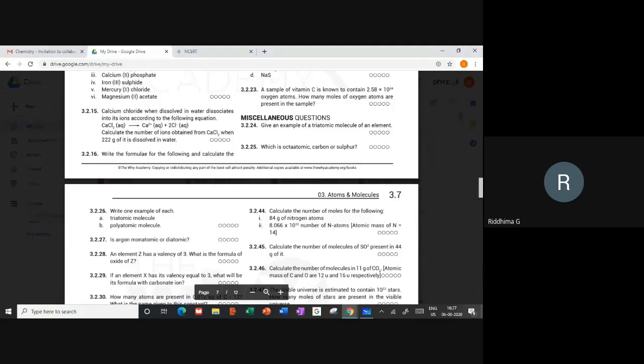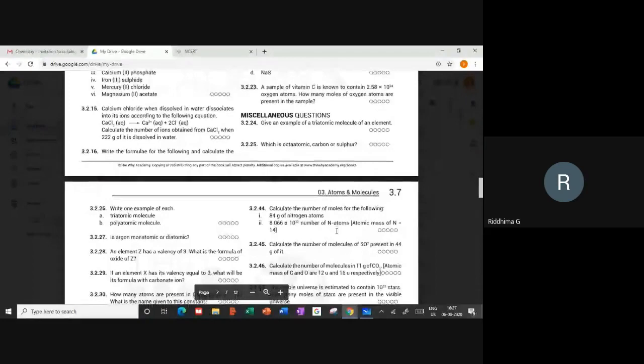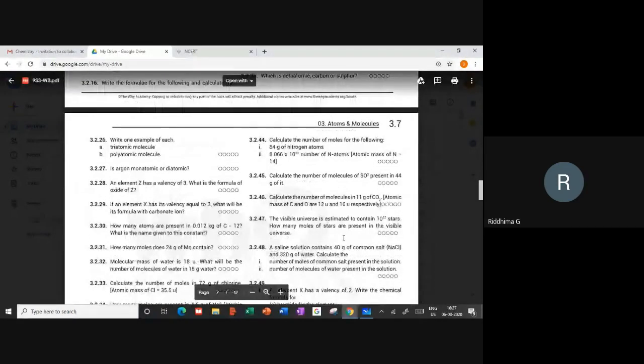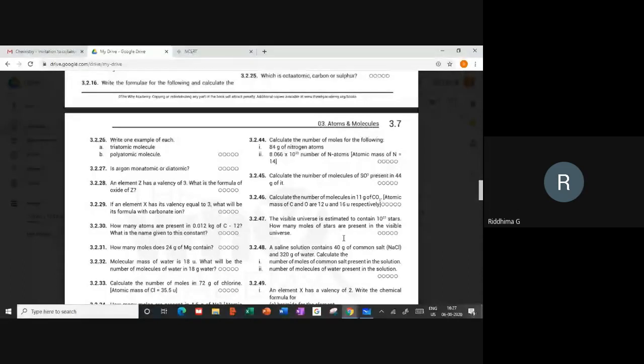Okay, then let's finish the class since you have no doubts. So for this chapter at least, try solving maximum questions which are pertaining to mole concept. Okay, because that's the most important part of this chapter, right? So keep solving those kinds of questions, and in case you have any doubts, you can ask on the group, or you can ask me or Lasya ma'am, anybody. Okay.